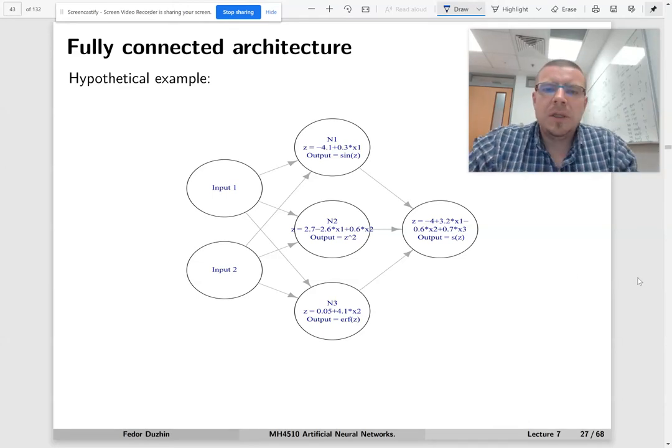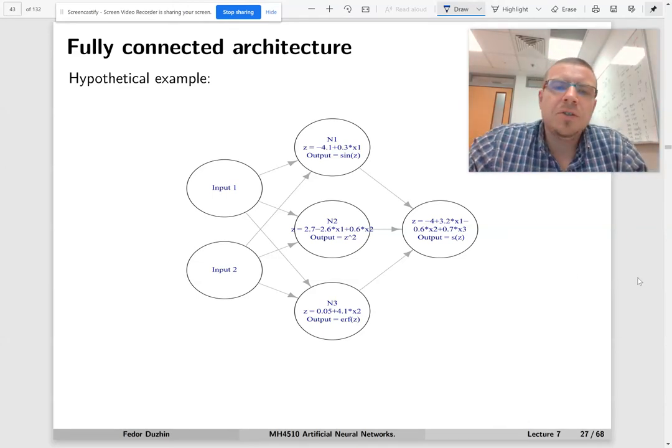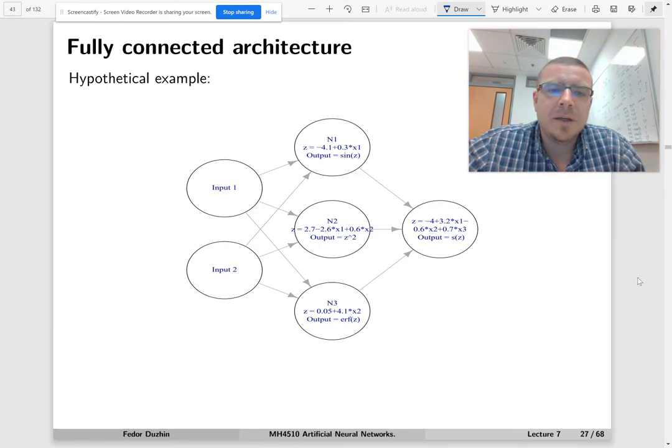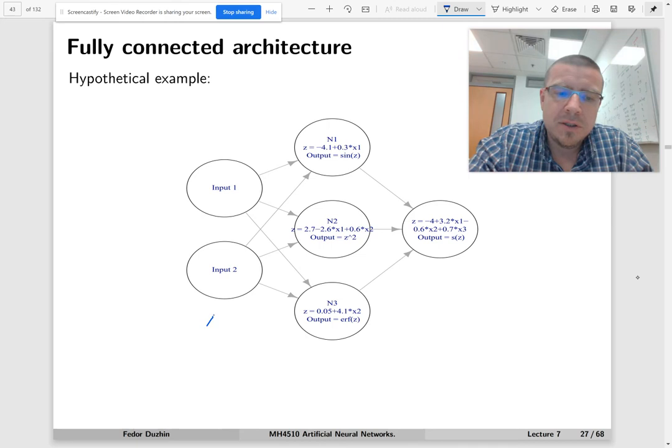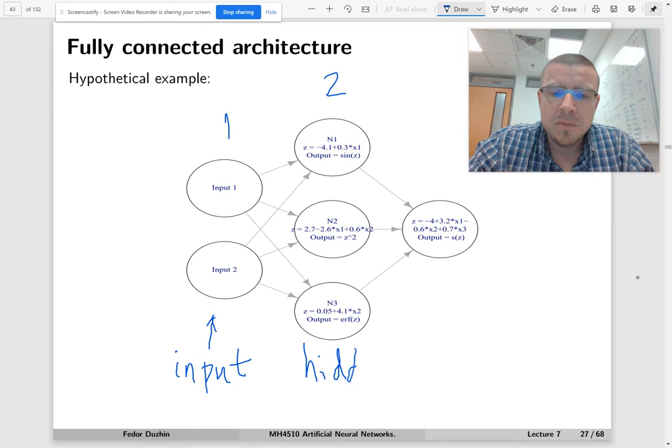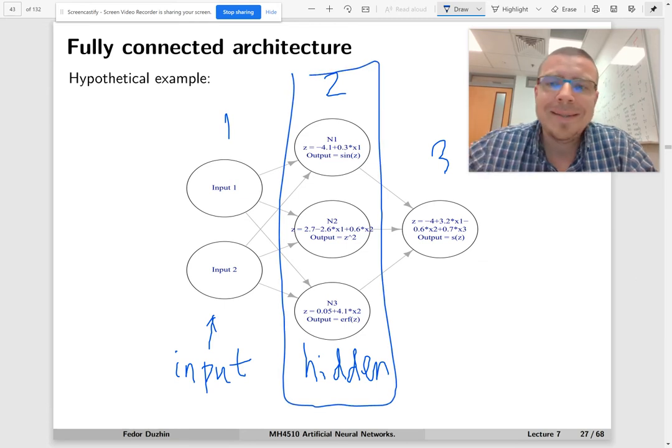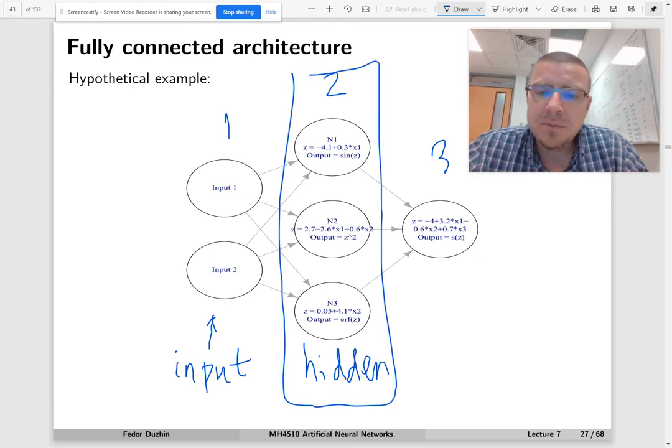All right, so let me explain an artificial neural network on this hypothetical example. Here we have the first layer, which is input. So this is my input layer, layer 1. Then we have layer 2, which is our hidden layer. And layer 3, so yeah, the hidden layer is this whole thing. It has 3 neurons. And layer 3 is my output.